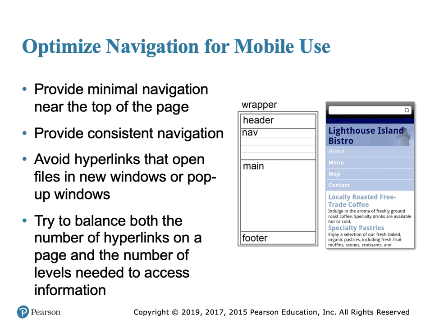The W3C recommends the following for optimizing navigation on the mobile web. Provide minimal navigation near the top of the page. You need to provide consistent navigation from page to page. Avoid hyperlinks that open files in new windows or pop-ups, and try to balance the number of hyperlinks on the page and the number of levels needed to access information. The navigation needs to be simple and easy to understand.